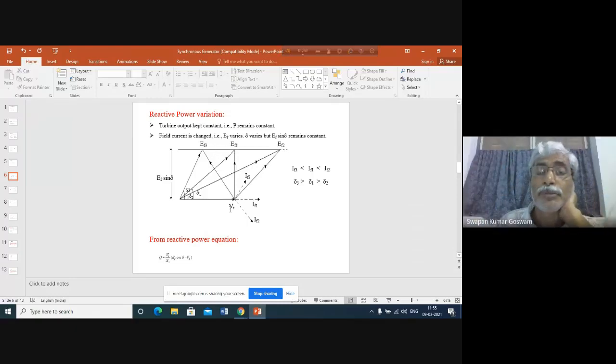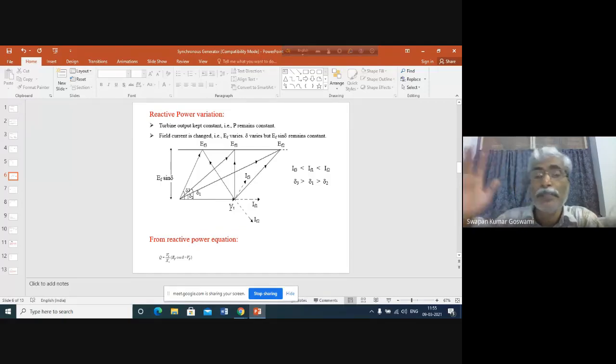What we want to do is, since our aim is to keep the active power output constant, that can be kept constant if EF sine delta, this component of vector EF, is kept constant. That means the vertical component of the vector EF is kept constant.